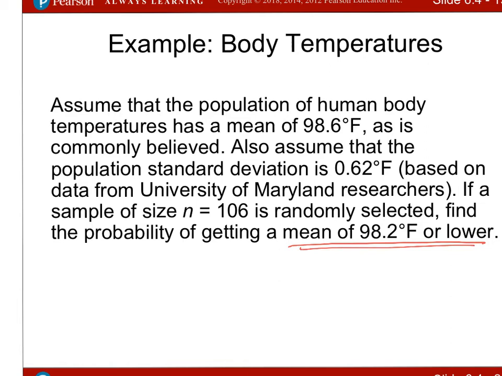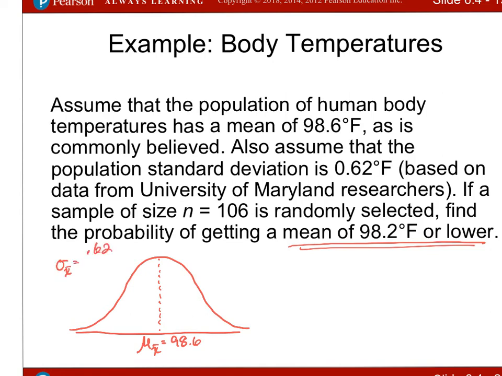So essentially this is the same kind of deal that we talked about, right? The picture would look like this. There's our distribution for sample means. The mean of the means is going to be the mean of the population, which is 98.6. And then the standard deviation of the means, let me squeeze it in over here, the standard deviation of the means, or the standard error, is the standard deviation of the population divided by the square root of 106, right? So there's our setup.